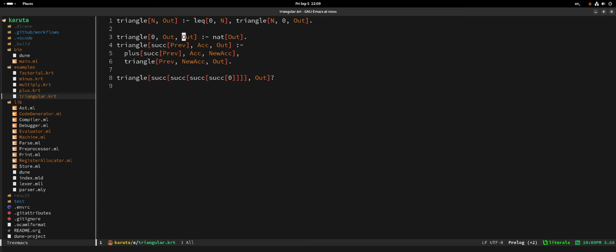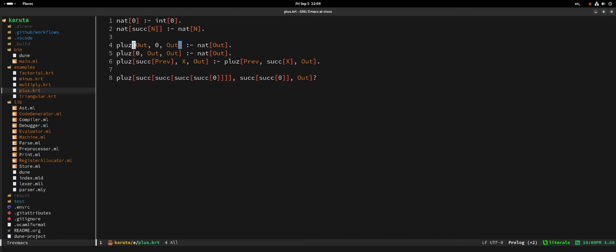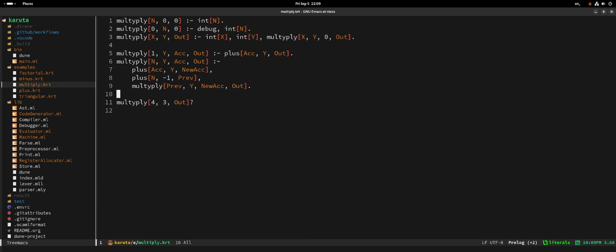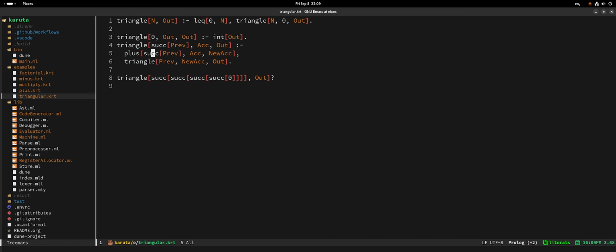But wait a moment here. So the triangular number in here, this out just needs to be an integer. And then we need to do the same trick that we usually do in here. Let's keep it like this. We don't have minus, but we don't have a library system. We should fix that at some point.